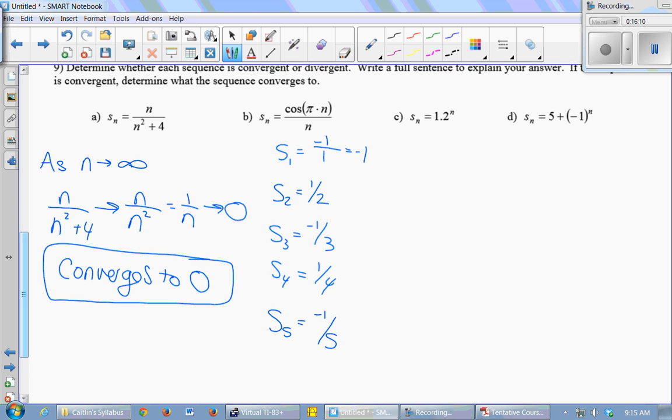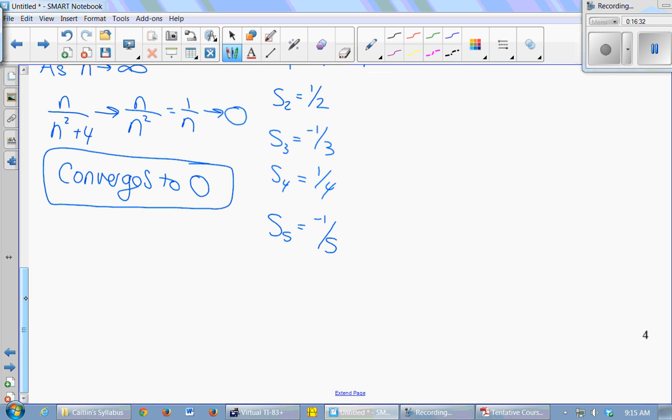So what's happening? What's going to happen as the n goes to infinity? It's going to approach zero. It's bouncing around zero, right? It's going negative, positive, negative, positive, negative, positive. But each time, it's still getting closer to zero. So S sub n is approaching zero. And so we would say that one converges to zero.